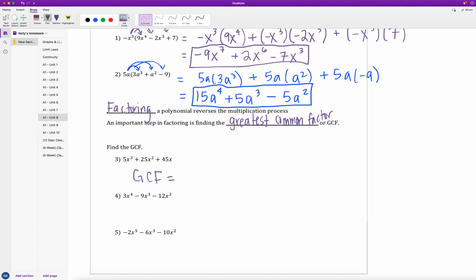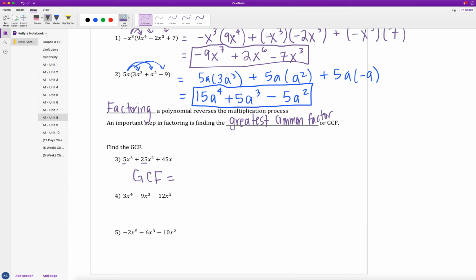Our first problem, we have 5x to the third plus 25x squared plus 45x. So there's two pieces that we have to worry about thinking here. I have to think about, well, what could be a number that they all have in common? So what's a factor that 5, 25, and 45 all have in common? And then in terms of the variables, I have an x cubed, an x squared, and an x. And I want to think about, well, what would the highest power of x's be that they all have in common? Let's start with the coefficient part, the number part.